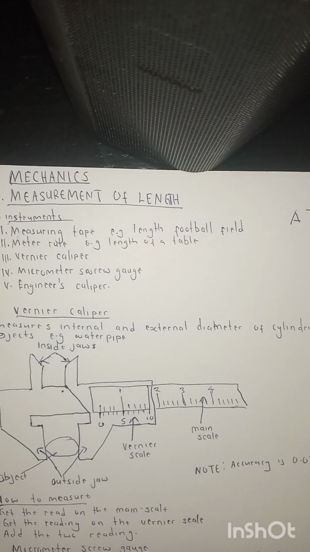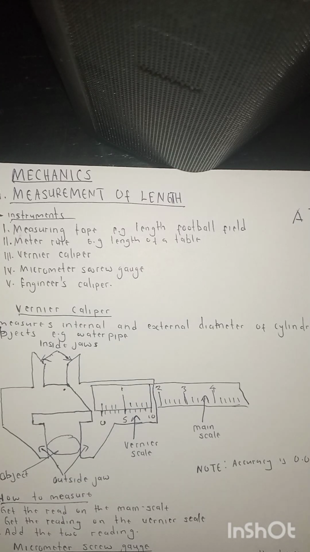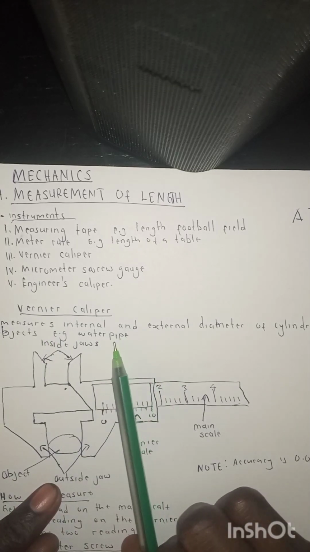Today we'll focus on the vernier caliper and the micrometer screw gauge, as these instruments are examinable by ECZ. So you must know these two instruments, what you can measure with them, and how to calculate those measurements. The vernier caliper, as I have already said, is used to measure the internal and external diameter of cylindrical objects, for example, pipes. The definition is right here and the example is there.